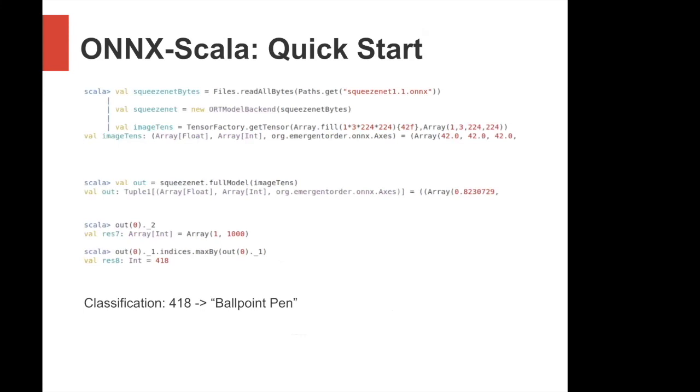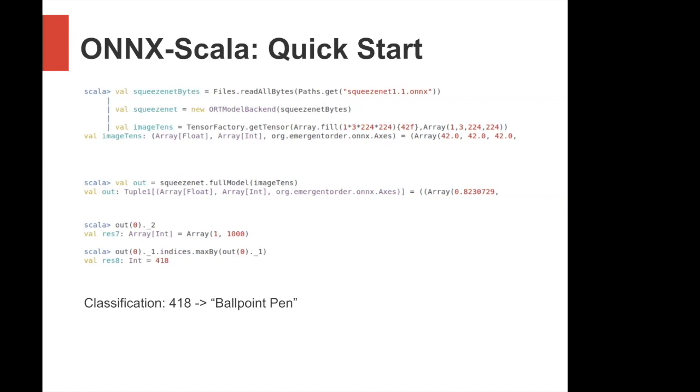So finally, some code. This is where we see the 4-line quick start. The first line, actually, I guess I could have omitted, but the first line is we get the bytes from the ONNX file on disk. We read it into a byte array. Then we create an ORT, ONNX runtime model backend. And we do that by passing the bytes into it.